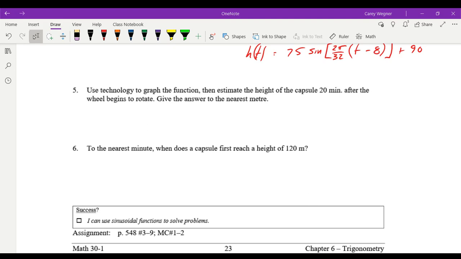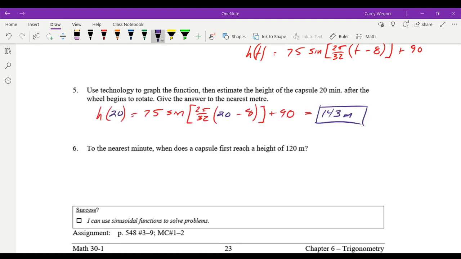So for question 5, at a time of 20 minutes, I'm getting 143 meters for my height. Now I showed it plugging it into the equation just because I can't easily show you a graph here, but it would be perfectly fine for you to do this from the graph on your calculator. Again, I would trace and then type in 143, enter, and there you go.